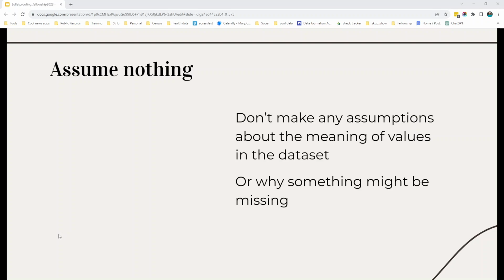So if you're not sure what something means, or why something might be missing from your data set, or something looks at all strange, you need to contact the agency and ask those questions. If you can't get an answer, then that information becomes useless to you because you're not sure what it is.